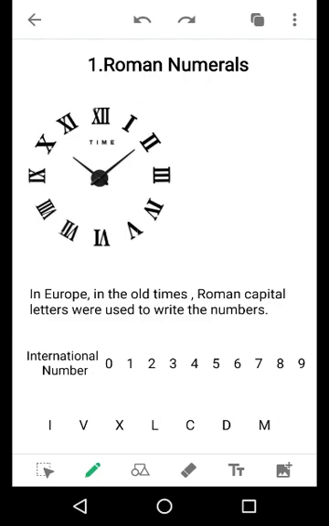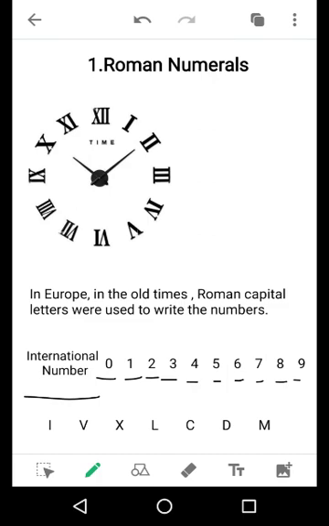There will be a question in your mind: why are they called Roman numerals? In Europe, in the old times, Roman capital letters were used to write numbers. That is why they were called Roman numerals. In our everyday mathematics, we use the international number system, and you must know that we use 10 different digits or symbols, that is 0, 1, 2, 3, 4, 5, 6, 7, 8, 9, to represent numbers.